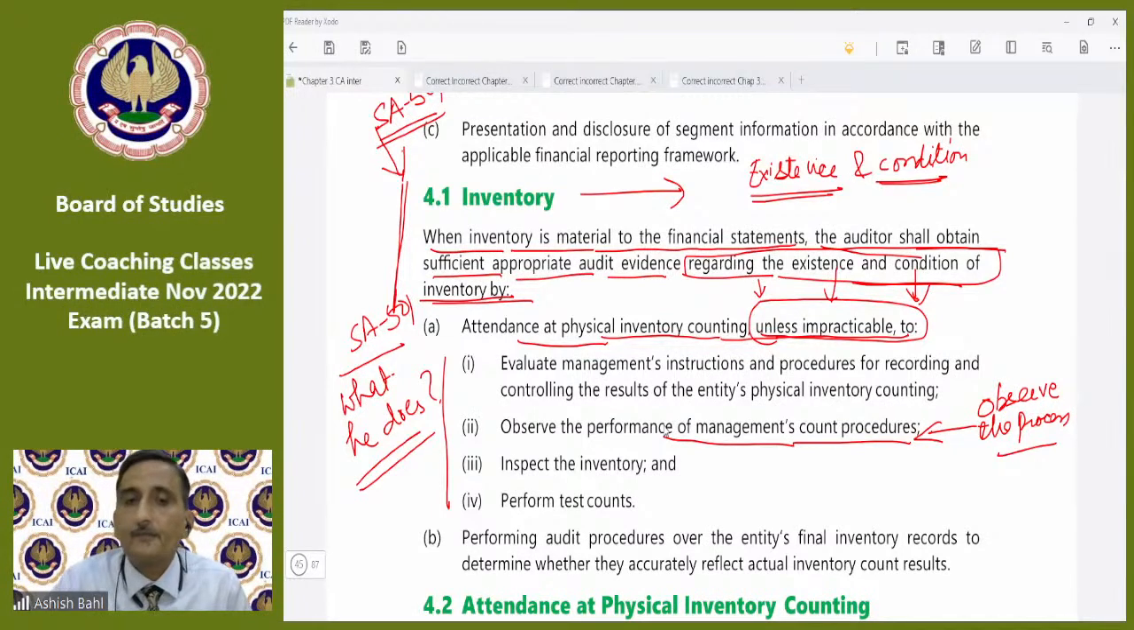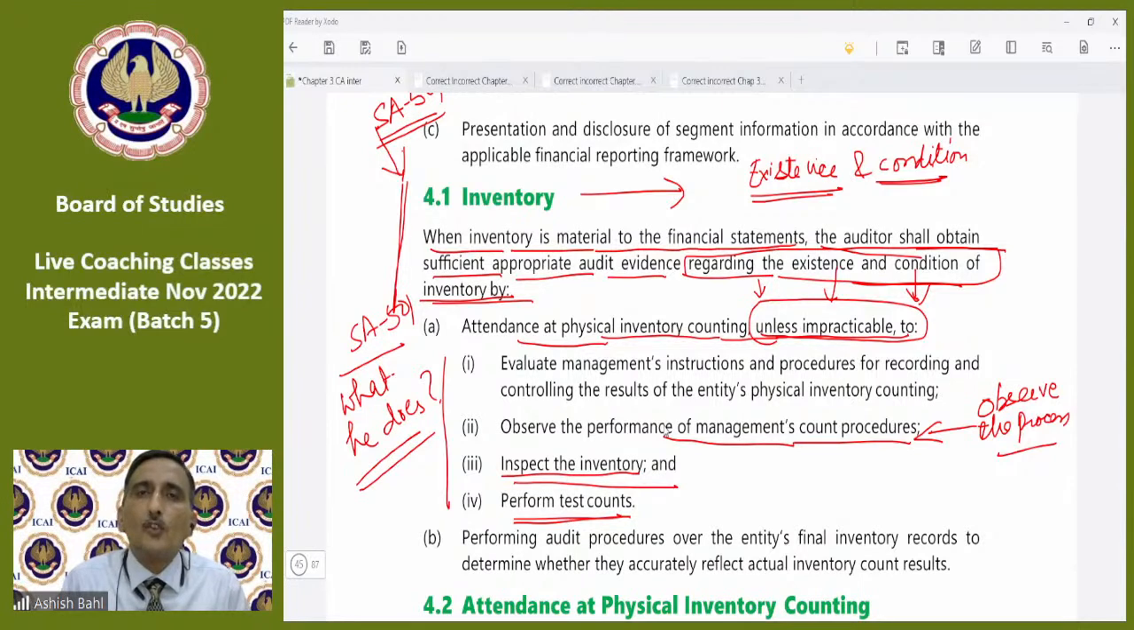Number 3, inspect the inventory. He would also inspect the inventory and perform test counts. Now, inspect the inventory means, like, if the inventory is of shirts, then he may open a few boxes and inspect the inventory to know the condition of the inventory.